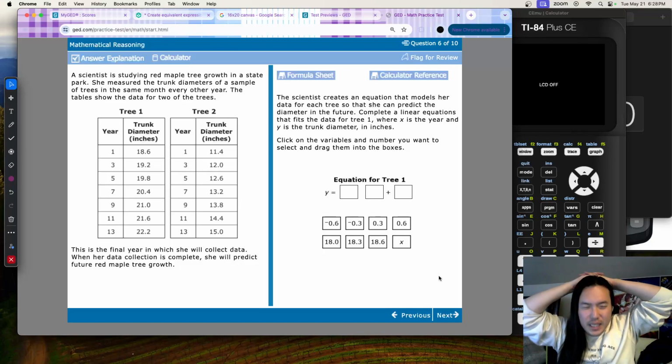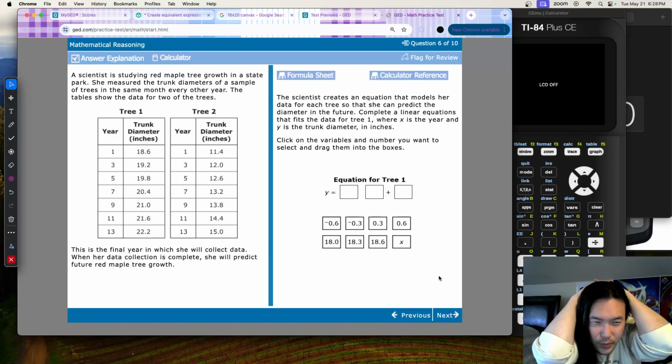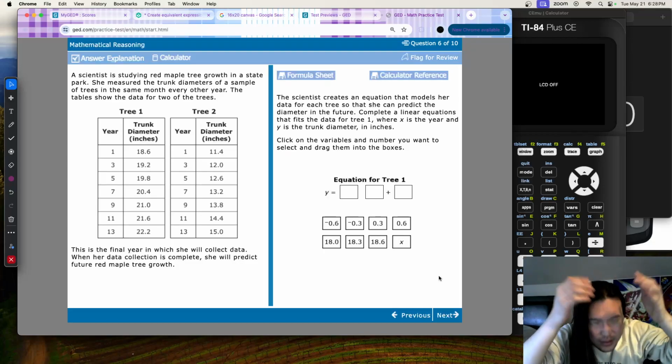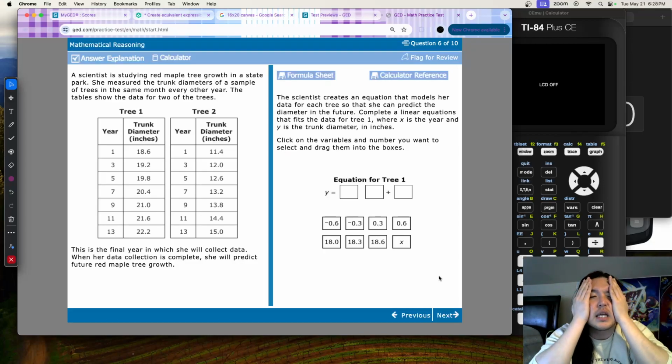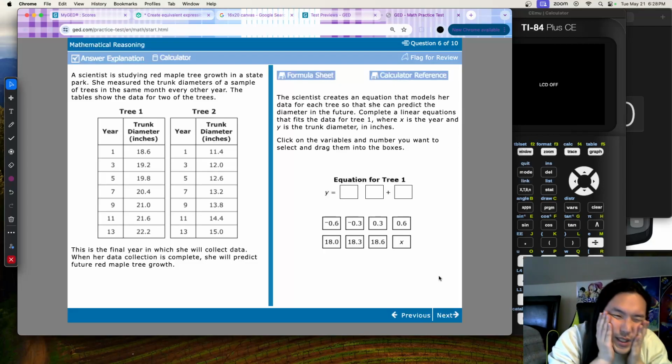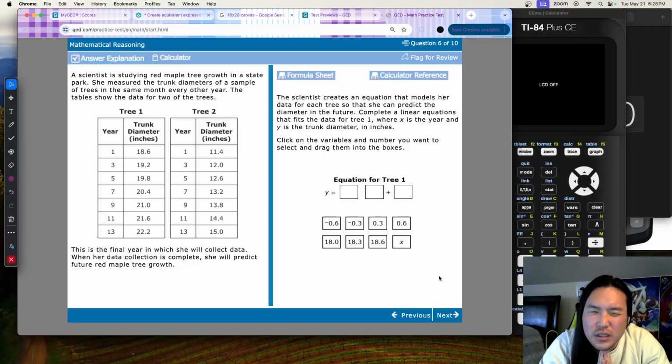So we have the same data as before. What do they want us to do this time? The scientist creates an equation that models her data for each tree so she can predict the diameter in the future. Complete a linear equation that fits the data for tree 1, where x is the year and y is the trunk diameter in inches.